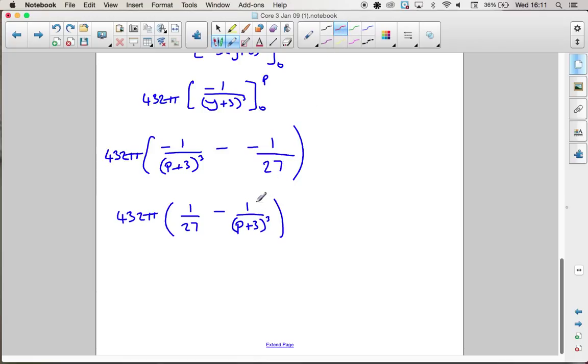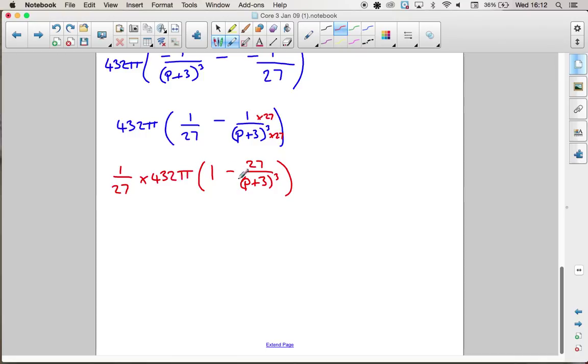If I times top and bottom here by 27, that's obviously not going to change the fraction. But now they've both got a 1 over 27 as a factor. So I can take that 1 over 27 out. And when I do that, that's going to give me 1 there. This has gone outside now, but this 27 is still there. And that bracket now is exactly the same as what they gave us in the question.